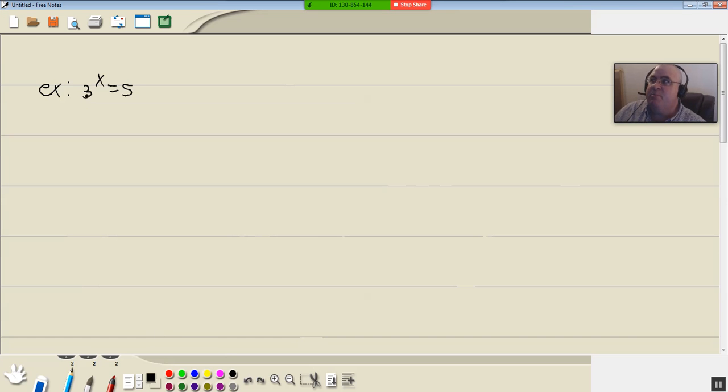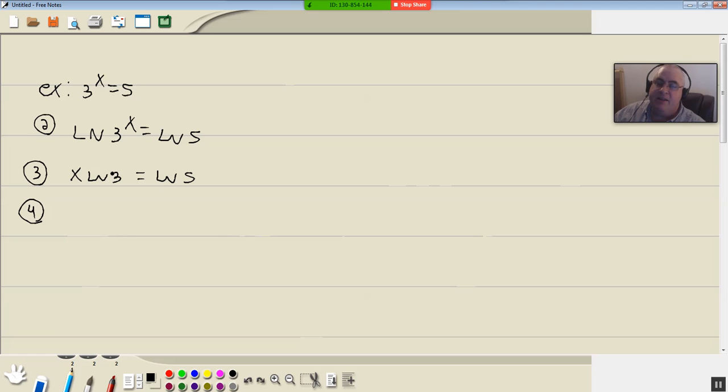Step 1, get the part of the variable and the exponent by itself on one side. Well, it's by itself. There's nothing in front of the 3, there's nothing after. You just got 3 to the power. Step 2, take natural log of both sides. So we got natural log of 3 to the x is equal to natural log of 5. Step 3, use properties of logs, get the variable out of the exponent. If we have log of something to a power, you can take the power and put it out in front. So it becomes x natural log of 3 is equal to natural log of 5.